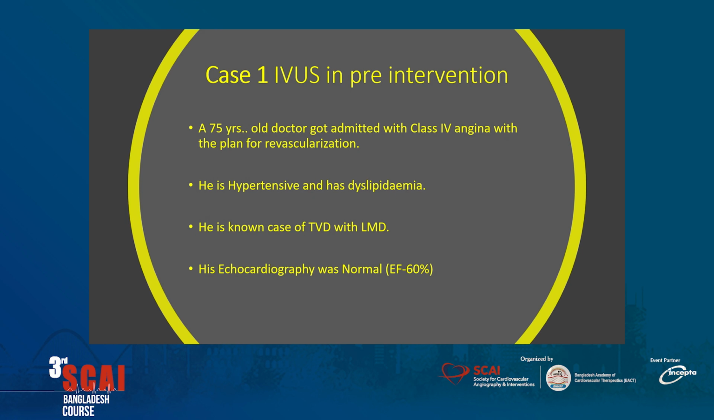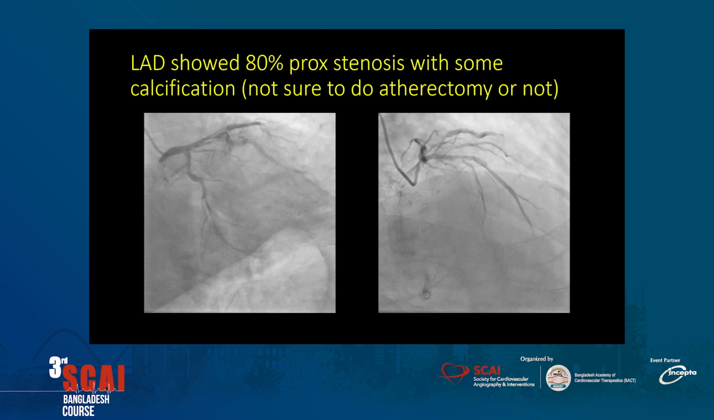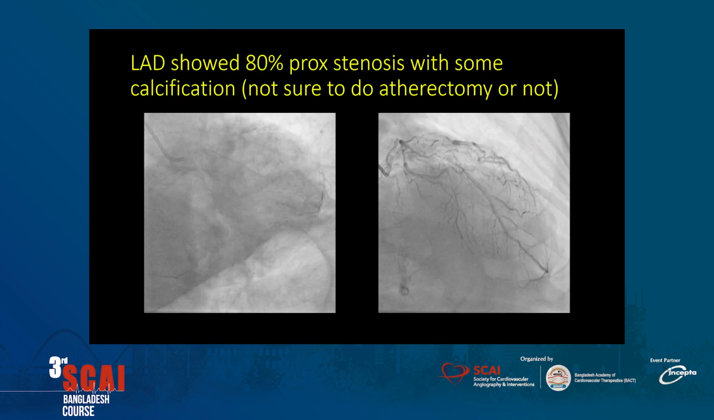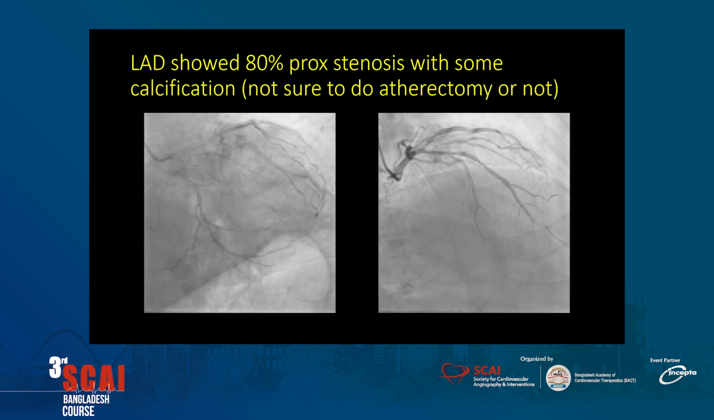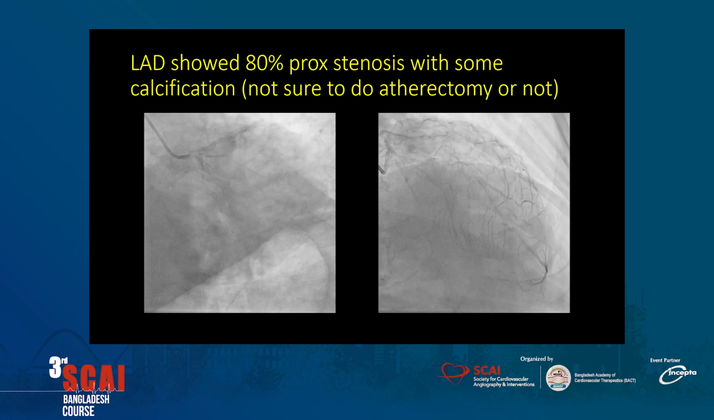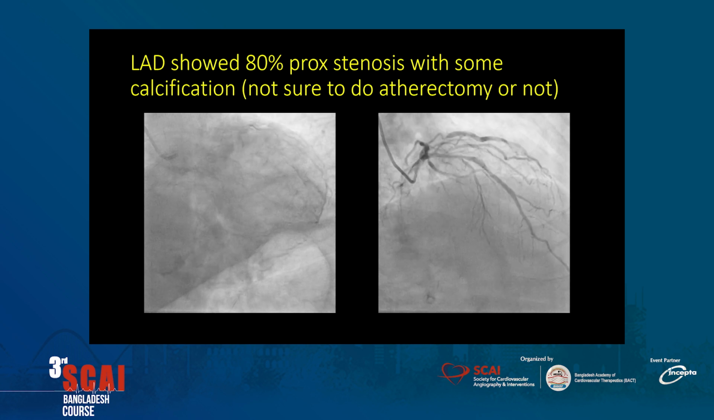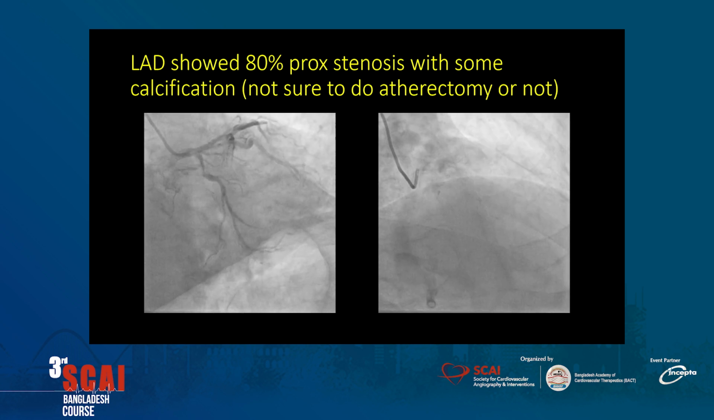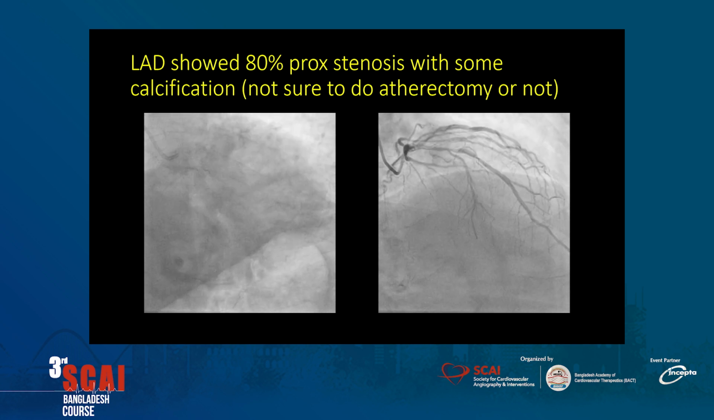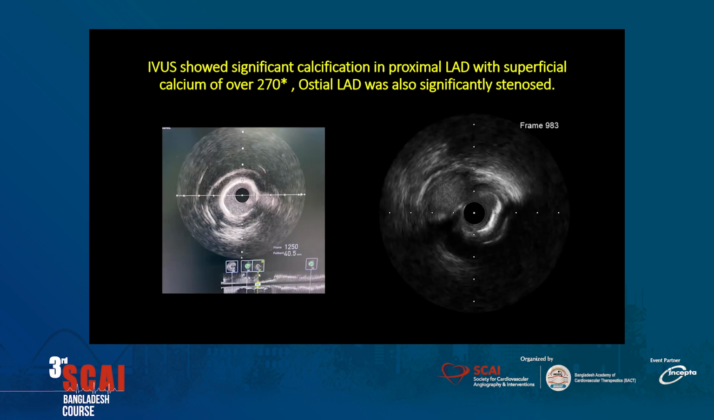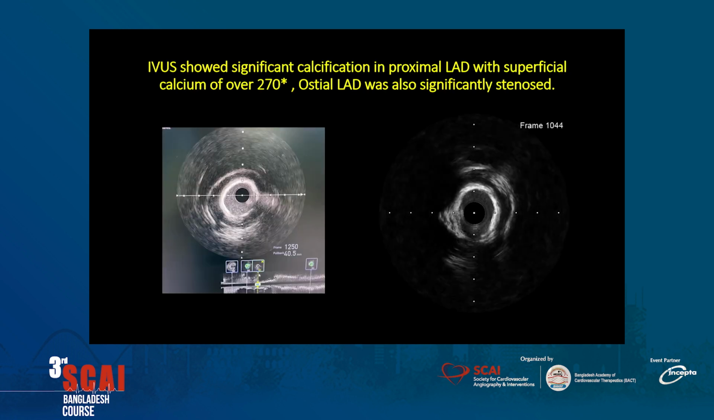This is an example of using IVUS and making a decision in pre-intervention. A 75-year-old person, triple vessel disease with left main disease, EF normal. LAD showed 80% proximal stenosis with some calcification. So I am not sure whether I will do it with balloon or atherectomy or plaque modification. For this decision, I need to do IVUS.